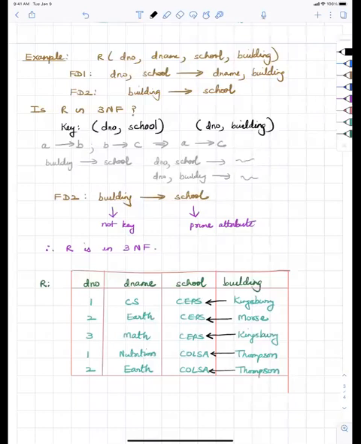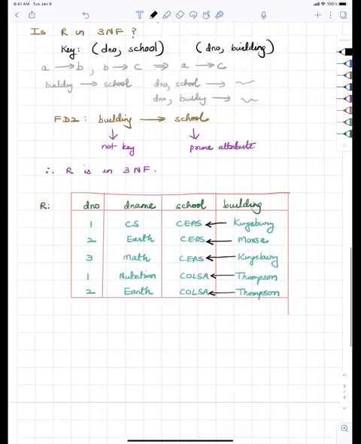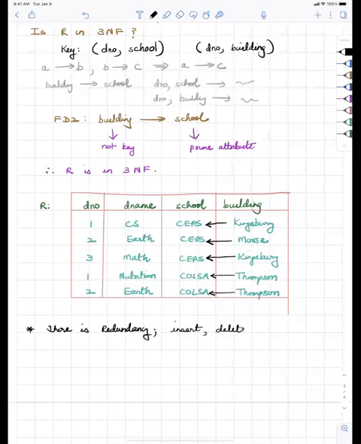So if you look at this table, there is some redundancy. Even though it's okay to leave it in third normal form, the table still has some redundancy. And remember, whenever you have redundancy, the problem is that whenever you insert, you have to make sure that whenever you write Kingsbury for building, the school has to be SEPS. So you can have these insert, delete, and update anomalies.